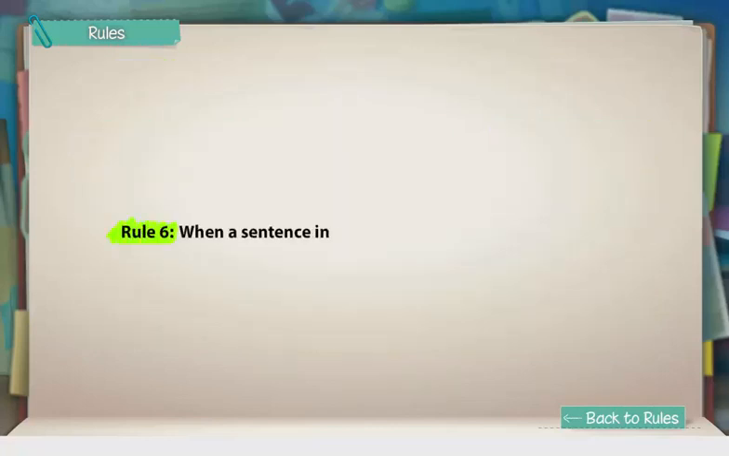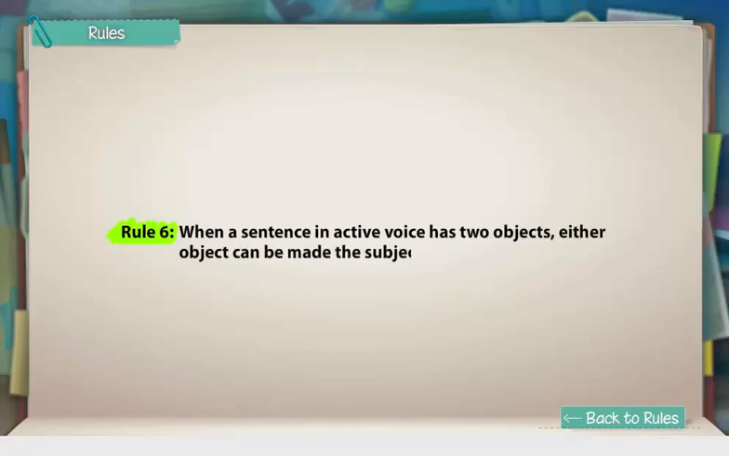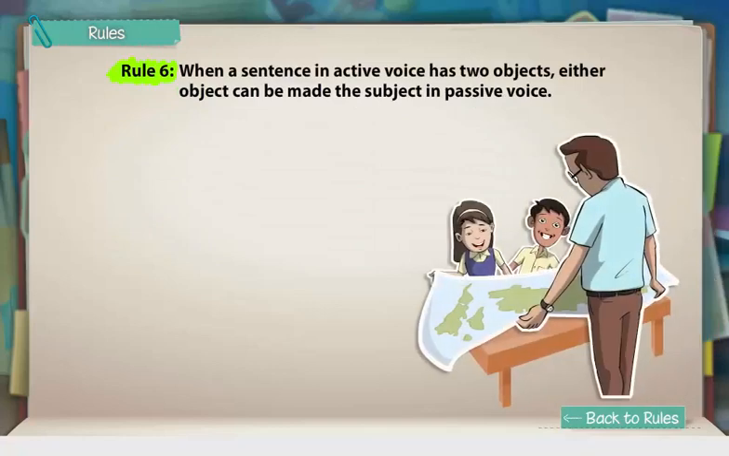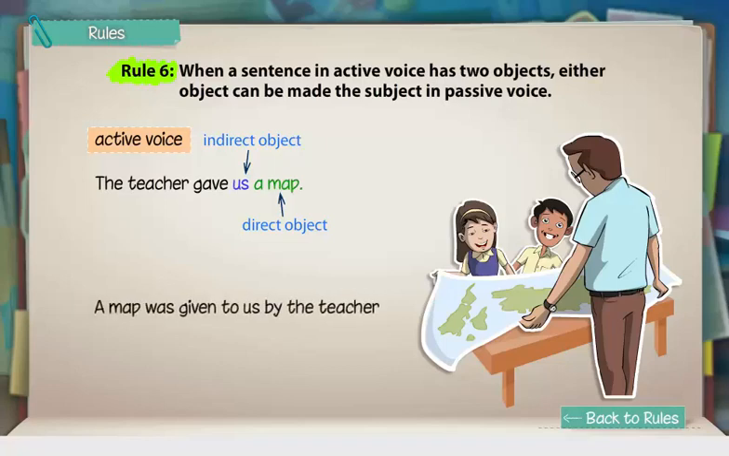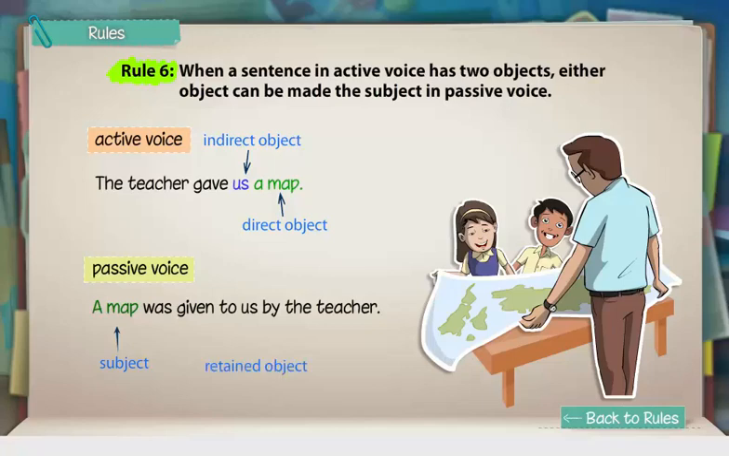When a sentence in active voice has two objects, either object can be made the subject in passive voice. This sentence is in the active voice, where the indirect object is us and the direct object is a map. One way to change this sentence to the passive voice is to make the direct object, a map, the subject of the sentence. The indirect object is unchanged and is called the retained object.